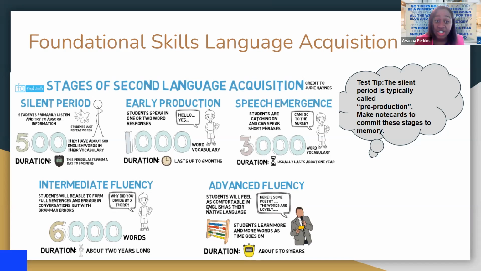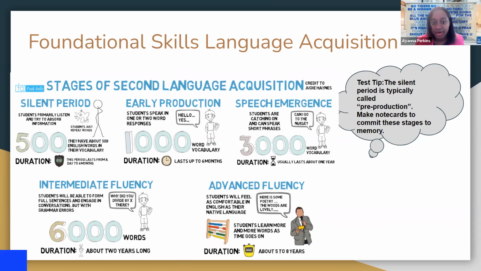These types of things are stages that are clear here, but that's not really what happens when you're in the classroom with the students. They may have pieces of early production, they may have pieces of speech emergence that they're going back and forth through. So think about it more as a continuum than very clear stages. But what ETS asks you to do is to think about where that student is. And if you just Google stages of second language acquisition, you will find 9 stages, 12 stages, 4 stages, 5 stages, and they're all called different things.